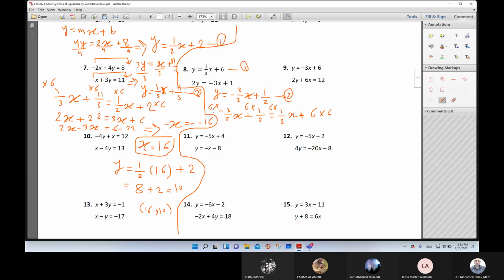So 6 times negative 3 will be negative 18, divided by 2 will be negative 9x, plus 6 times 1 is 6, divided by 2 will be 3, equal 6 times 1 is 6, divided by 3 will be 2, and 6 times 6 will be 36. Then take 2x to the first side.